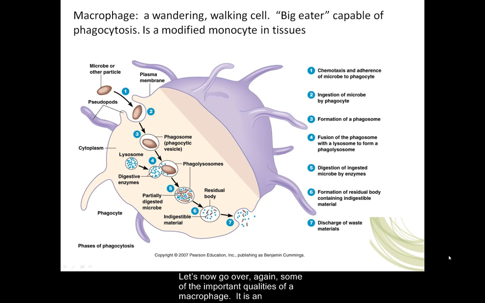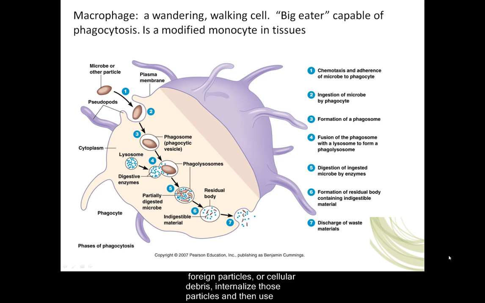Let's now go over again some of the important qualities of a macrophage. It is an agranulocyte and a very potent phagocytic cell. It can ingest many more foreign particles than a neutrophil, and it is your first line of defense against invading microbes, followed by neutrophils. The macrophage is considered to be a nonspecific immune cell. By that I mean it does not discriminate between the type of material it ingests. It can engulf any types of bacteria, other microbes, or even dead or dying body cells like red blood cells.